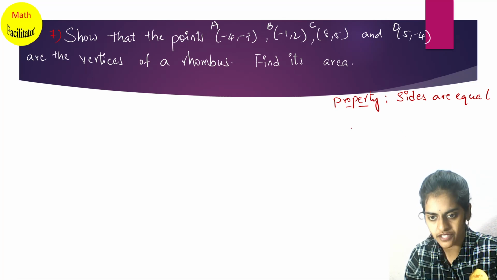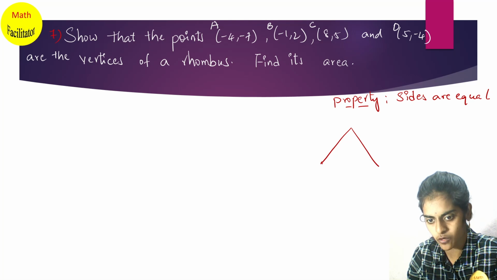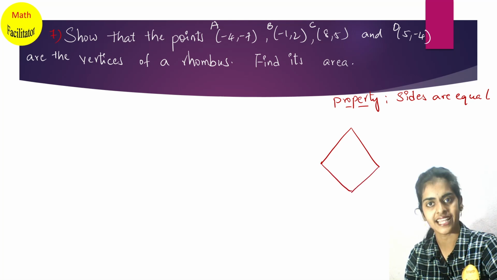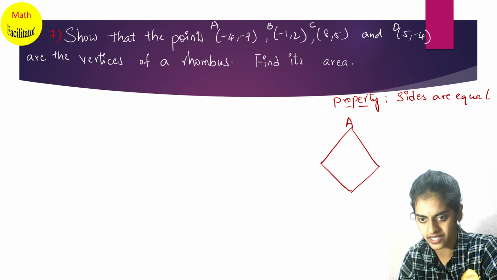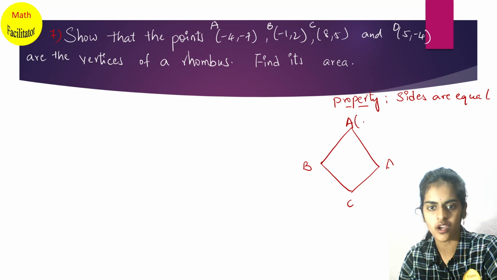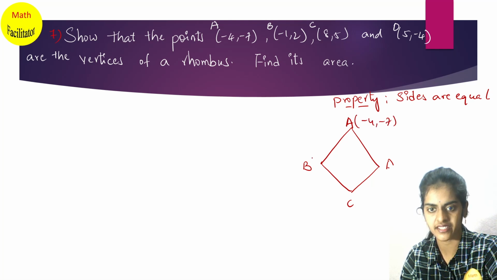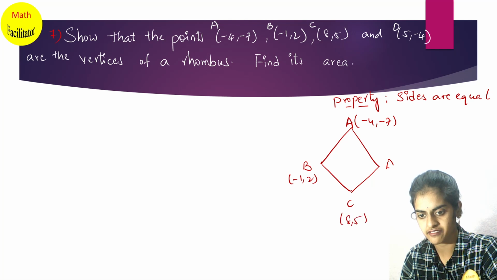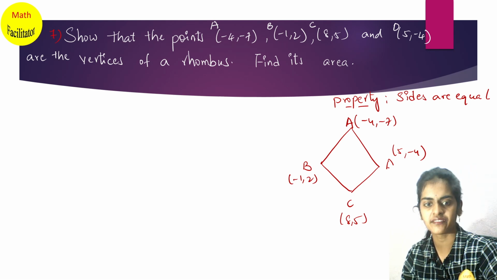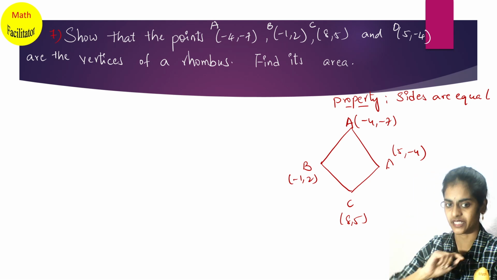Clear? So a rhombus figure is this way. You have a rhombus in this way, right? So in a rhombus, all sides are equal. So suppose this is point A, B, C and D. So point A is (-4, -7), B is (-1, 2), C is (8, 5) and D is (5, -4). So if you can prove that all sides are equal, then we can say that this is a rhombus, right?